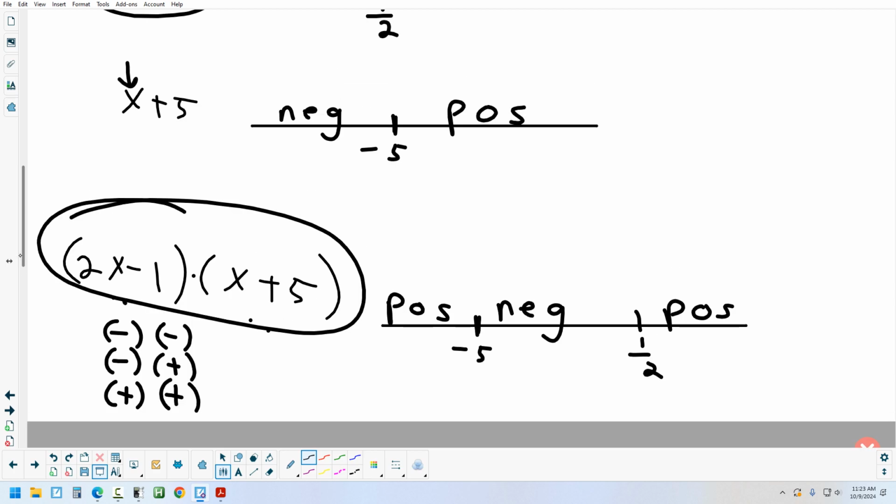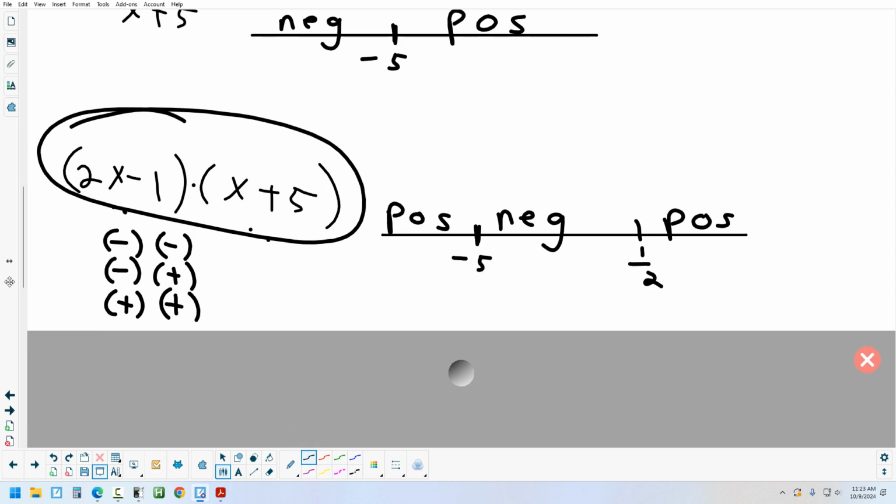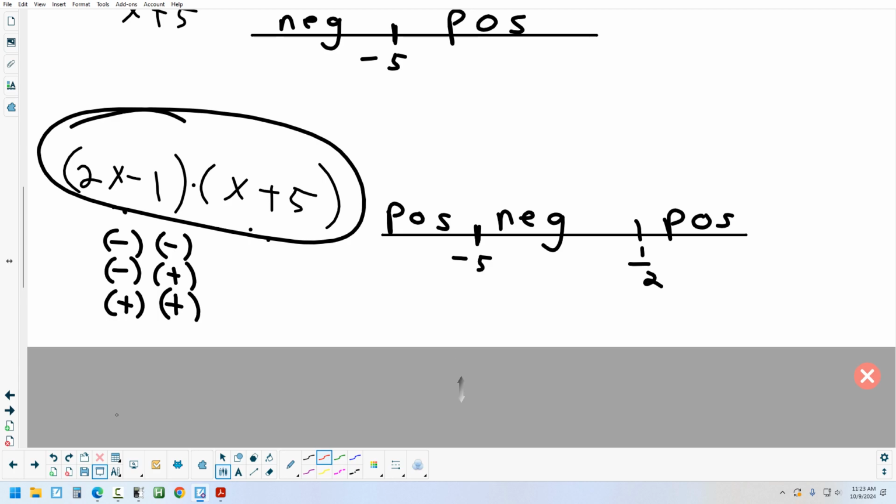Okay. Now we just have to write the final answer. The question was asking, where are you greater than 0? Does that mean positive or negative? That means positive. How many sections in the final answer are greater than 0? 2 of them. This one and this one.